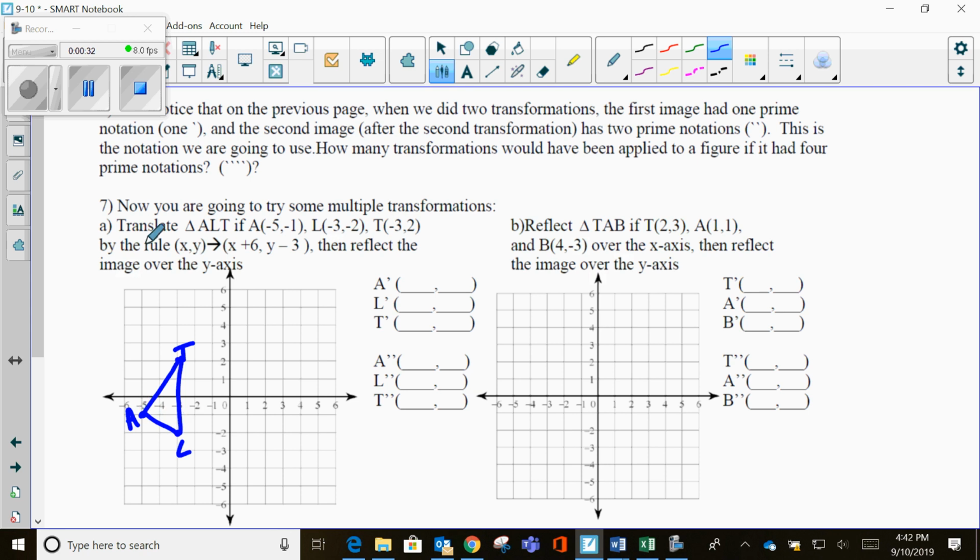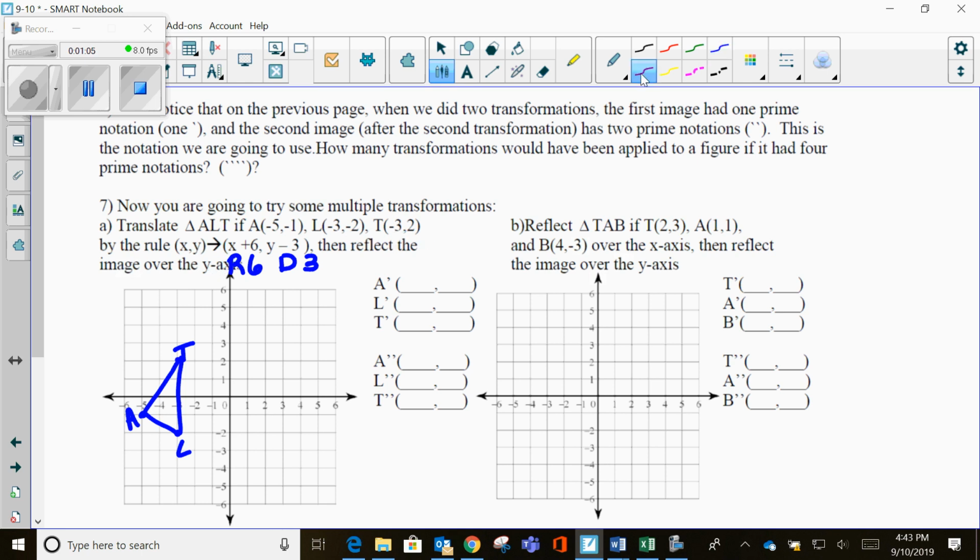So we are going to follow the rules where XY is going to be translated. This is the notation or rule for translation. So when it says X plus 6, that means you're going to move +6 on the X-axis. So that means right 6. And Y minus 3 means you're going to move -3 or down 3 on the Y-axis. So that is down 3. So I'm going to take each point and move right 6 and down 3. Then I'm going to reflect the image over the Y-axis.